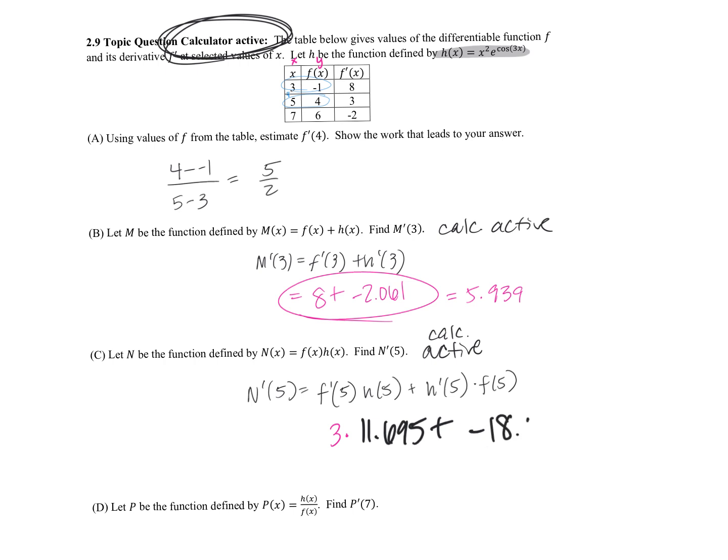Negative 18.138, and then we need to multiply that by f of 5. F of 5 is 4. Done.